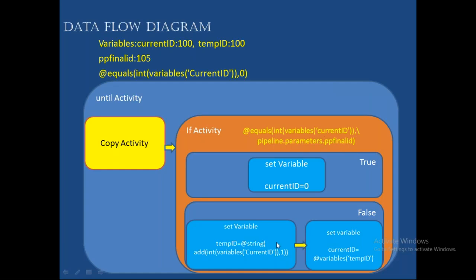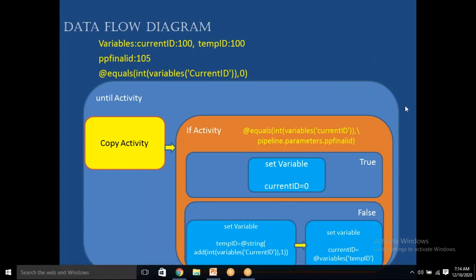No, increase to 105. Come here: is 105 equal to 0? No, we execute for 105. Come here: is 105 equal to 105? Yes, true. Then you reset current ID equal to 0. Now go here. What is the current ID value now? Can you tell me, anybody? What is the current ID value? 0, sir. So is 0 equal to 0? Yes, true. So when this until activity becomes true, execution stops there itself.